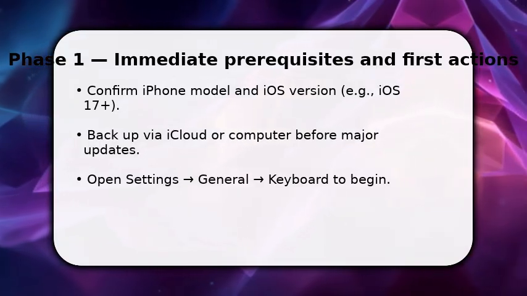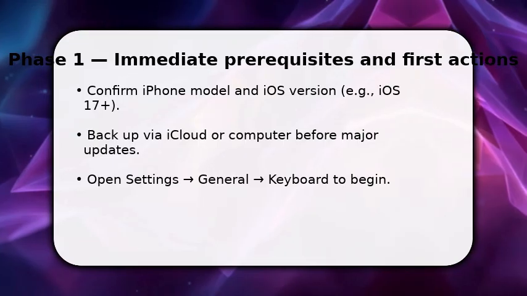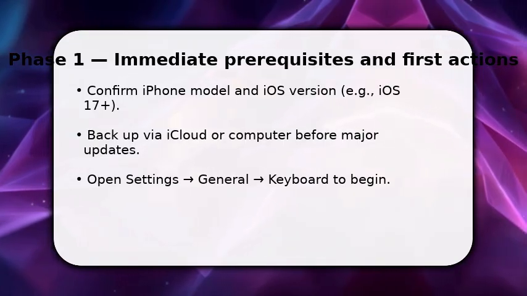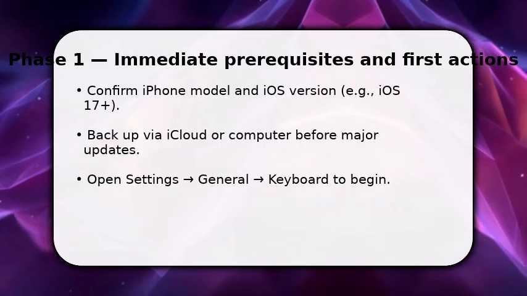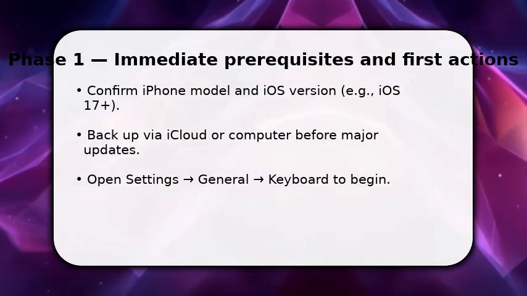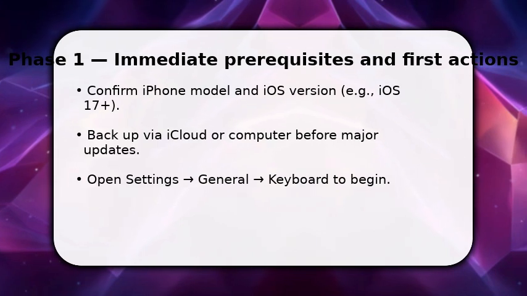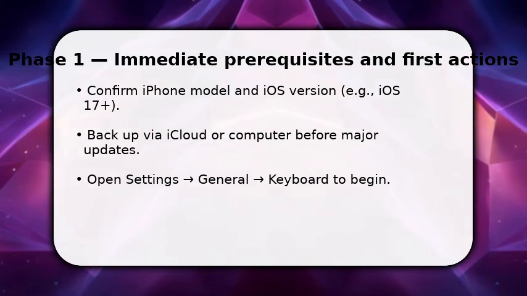Tap General, then Keyboard to access options. You're taking the first actionable steps now. Review keyboards, check for third-party options, and prepare to add, update, or change layout settings. This avoids mid-process surprises and keeps your typing preferences intact.